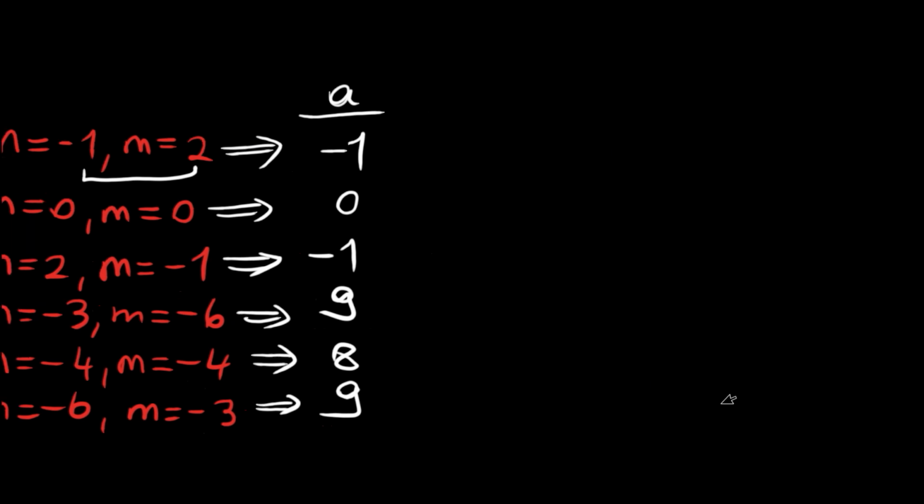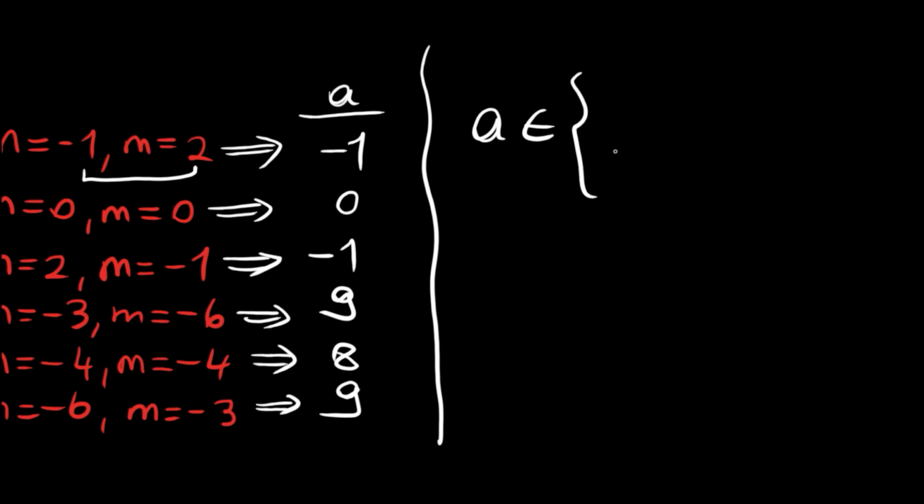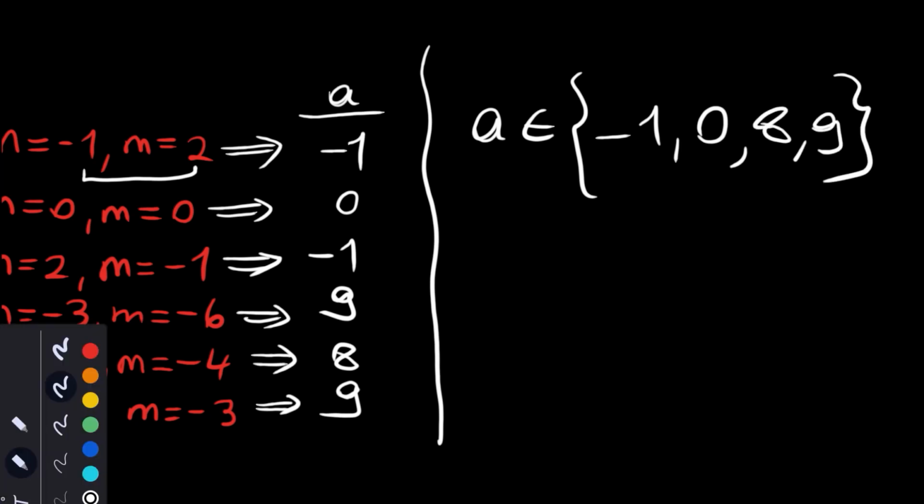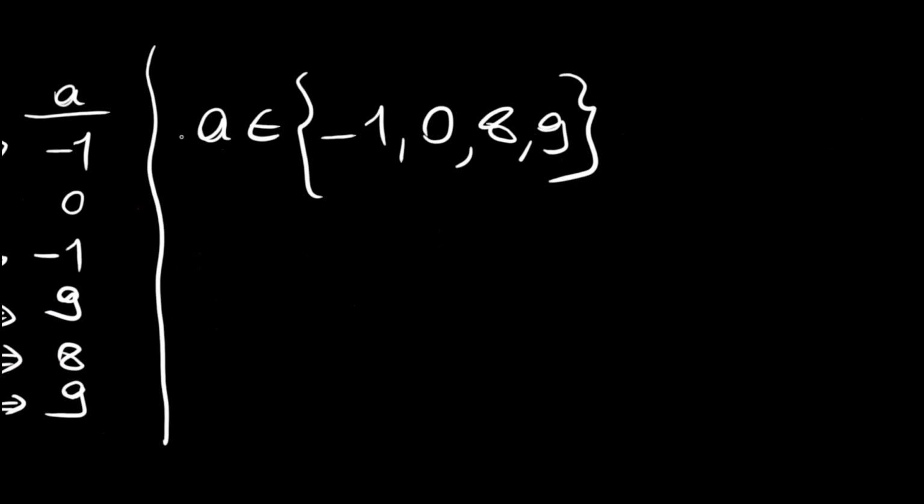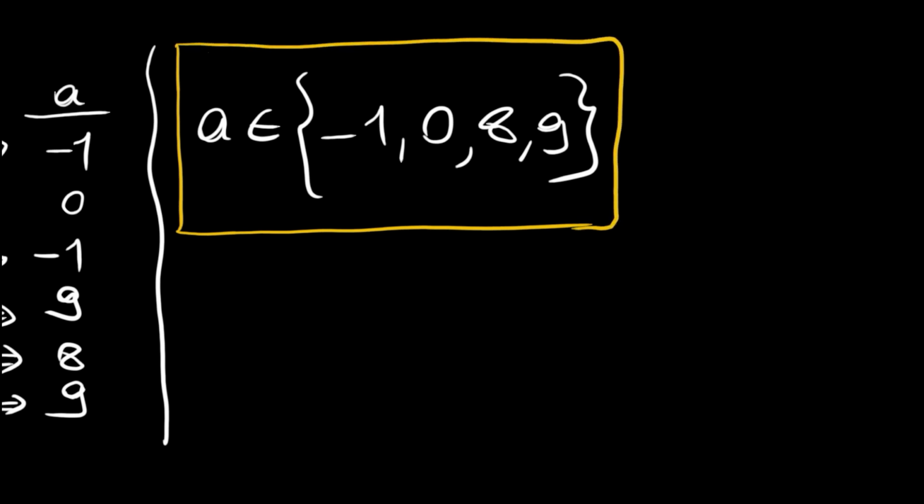The set of solutions for a becomes negative 1, 0, 8, and 9. This is the final result. Let me check for you for some values. Let's check.